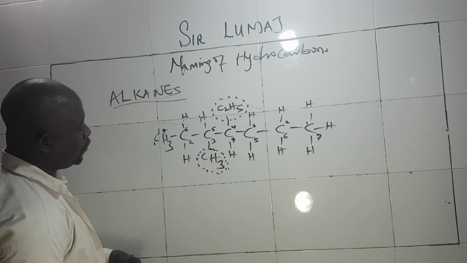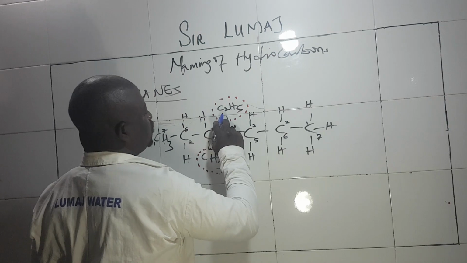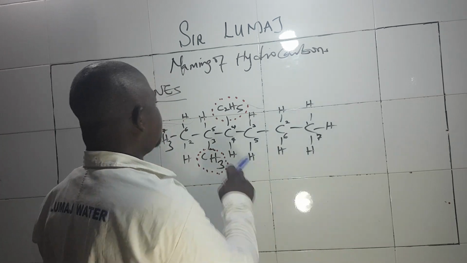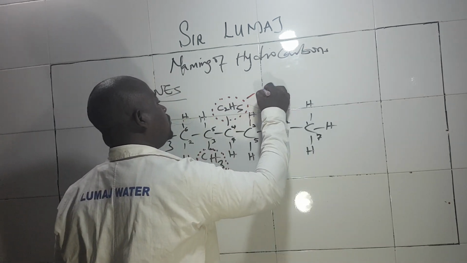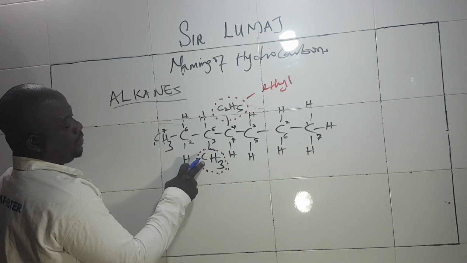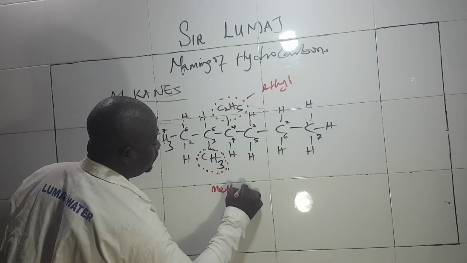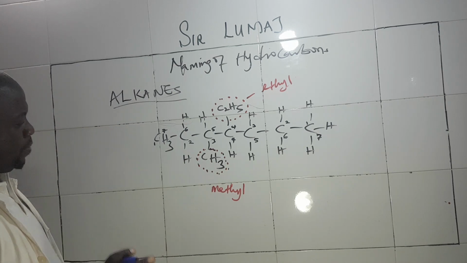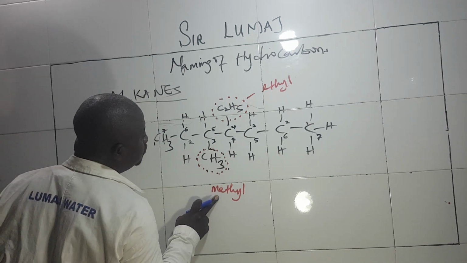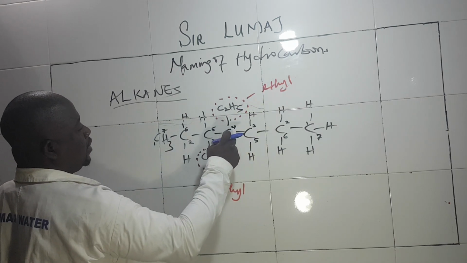Now, what are the names of these attached groups? Number 1, this is C2. And I told you that alkyl groups form attachments. So this is C2. C2 is ethyl. This is CH3. CH3 is methyl. I hope I made myself so clear. So if you now look at it, we have methyl attached to carbon number 3. We have ethyl attached to carbon number 4.